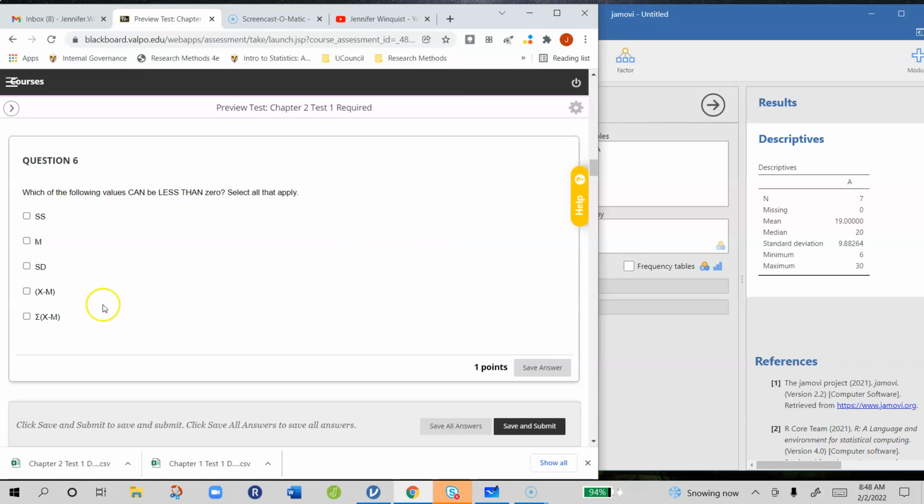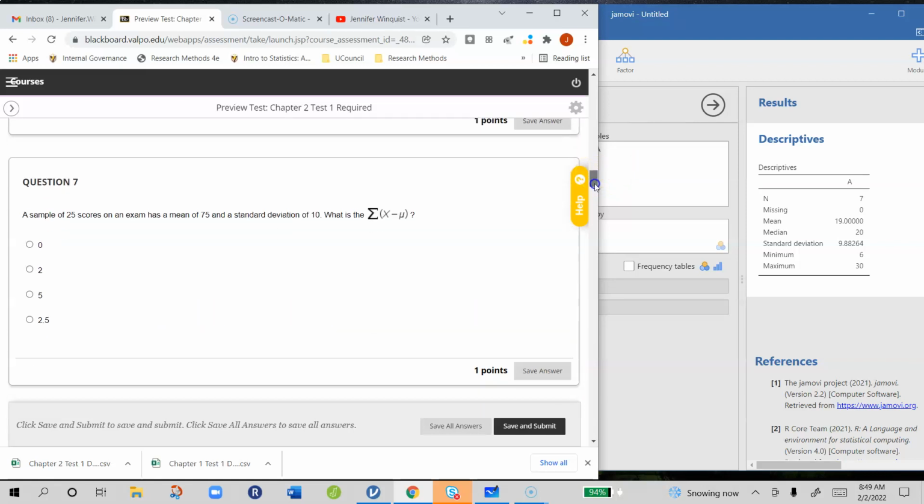X minus M is the distance between a given score and the mean. If a score is below the mean, it will be negative. If it's above the mean, it'll be positive. So that you can get a negative value for. And then finally we have the sum of the deviation scores, the sum of the X minus M's. The sum of the deviation scores cannot be less than 0 because it's always exactly equal to 0.